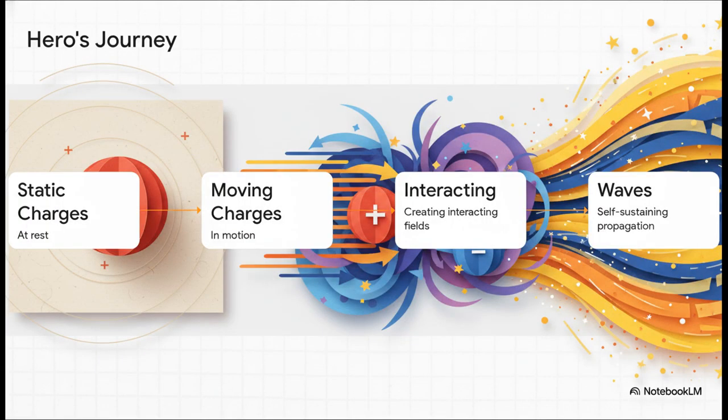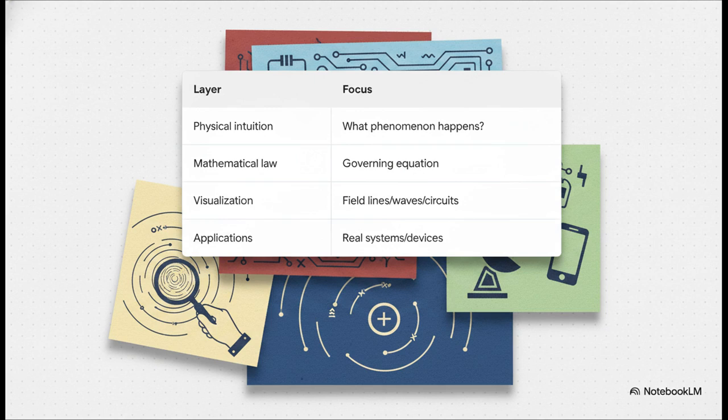To get there, we're going to follow the ultimate hero's journey of a charge. We'll track it through 4 distinct phases: static charges, moving charges, interacting fields, and finally, waves. Now, to wrap our heads around this efficiently, we'll use a layered approach. We always want to start at the top layer with physical intuition, just asking, hey, what physically happens, before we even touch the mathematical laws or equations beneath it. From there, we move to visualization, how we picture lines and circuits, and then, finally, the real-world applications. Keeping this mental framework will make the whole progression crystal clear.